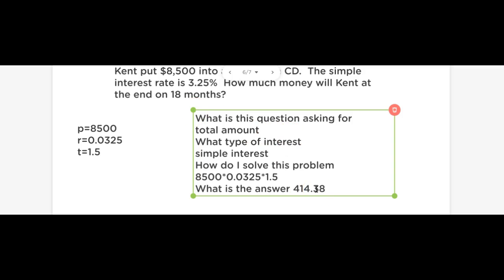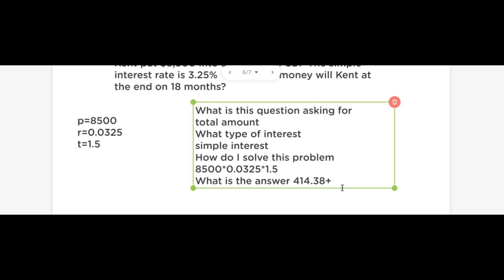However, this is not the answer to the problem. This is the interest, and this is why I messed up on the previous problem, guys. My apologies. What you need to do is add that to the principal. Remember, anytime it's asking you for total amount, you need to add that to the principal, 8,500. Remember, it is always principal plus the interest equals the total amount.